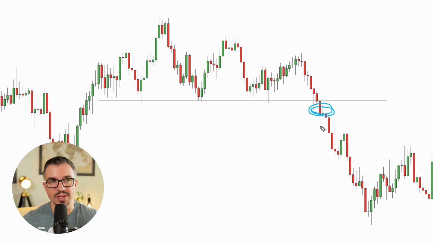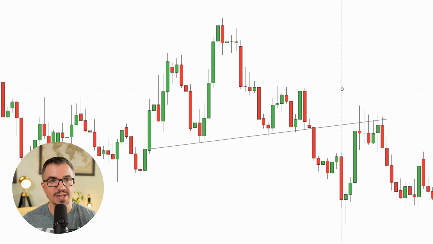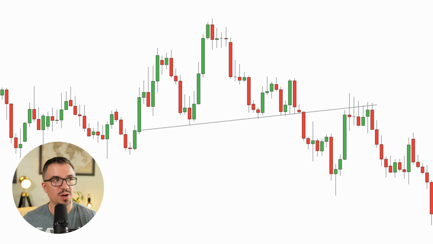And that's just a decision that you're going to have to make, right? There's no universal rule here that's better than the other. It's just pros and cons. So going back here to our other example, in this case, you can see that we did get a retest. So this is why I personally prefer looking for the retest. So entry method 1 is going to be to enter on the break. Entry method 2 is to wait for the retest.